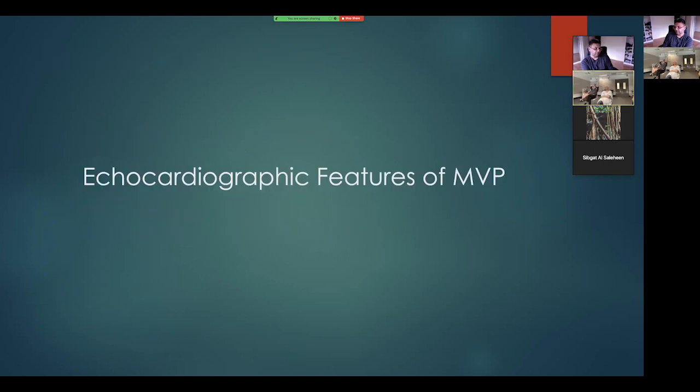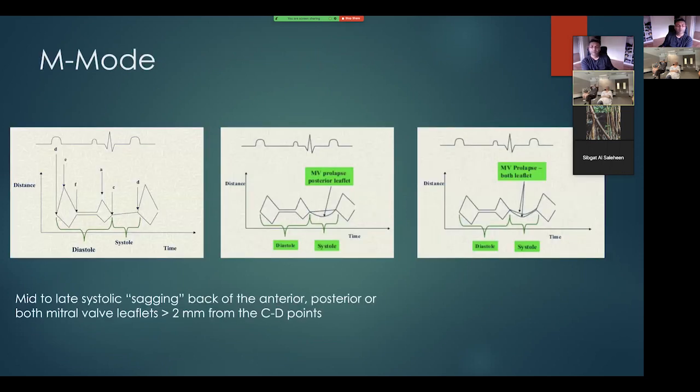So let's talk about some echocardiographic features. Let's talk about M mode. M mode can be very useful for a few things in mitral valve prolapse. On the left side, this is the normal anatomy. This is the diastole, and this is systole. E wave, A wave, and over here your mitral valve is closing during systole.